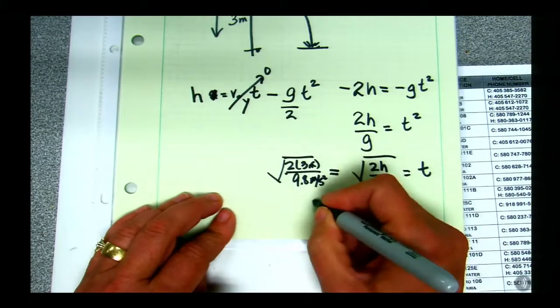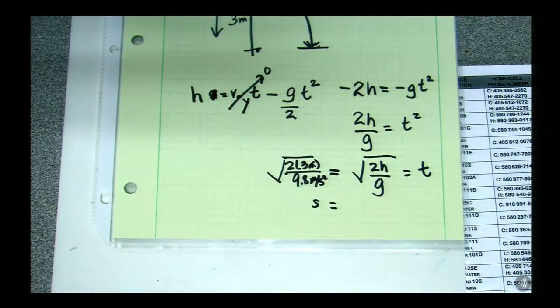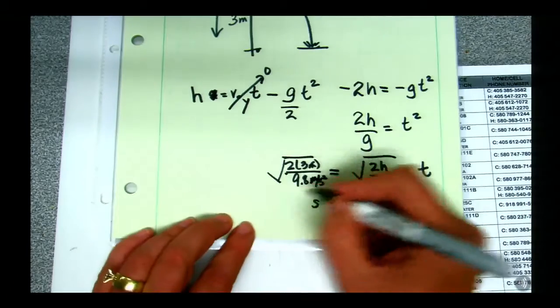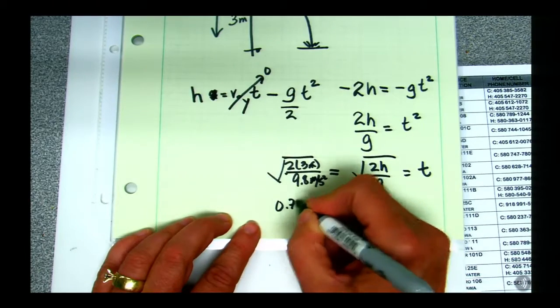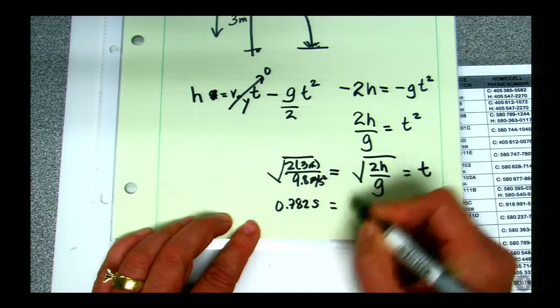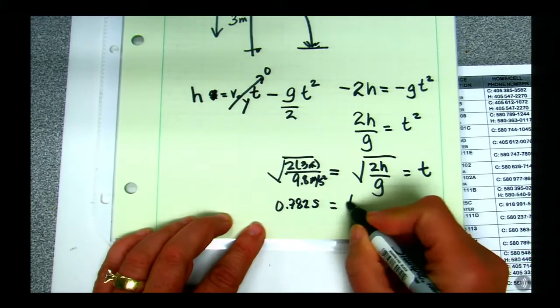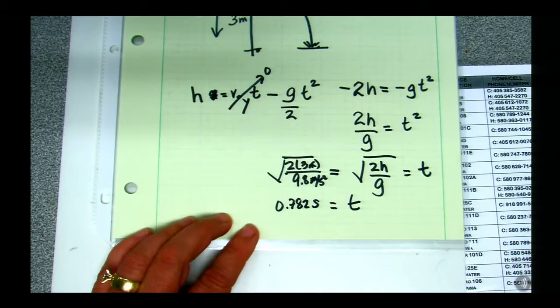And now, if I do that calculation, I get 6 divided by 9.8. And that tells me I get 0.782 seconds is the time of fall. That's the time it took the object to fall.